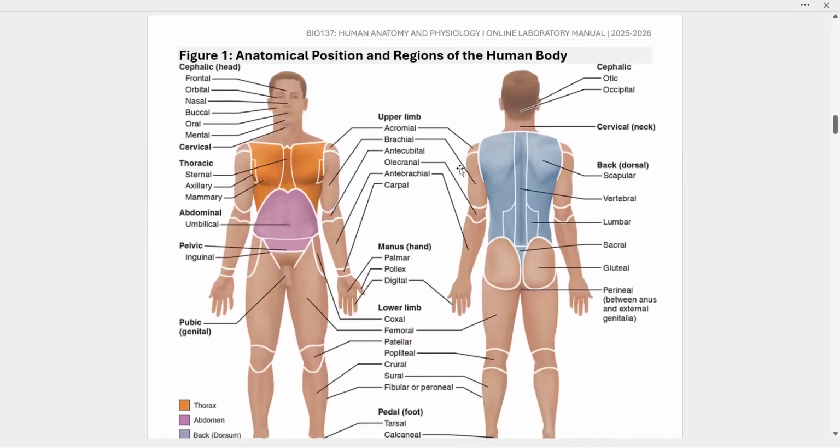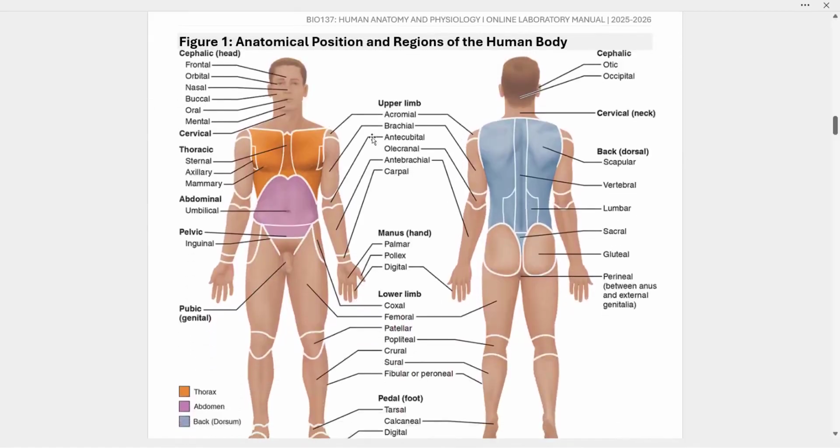All right, so going to this picture, you're going to need to know all of these labeled items. So starting with the cephalic, which also means head, you're going to need to be able to show these body parts. So the frontal region, the orbital is by the eye, the nasal is by the nose, buccal is the cheek, oral is mouth, mental is for the chin. Okay, so that's everything on the cephalic or the head area.